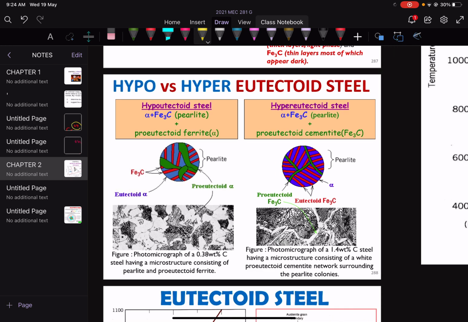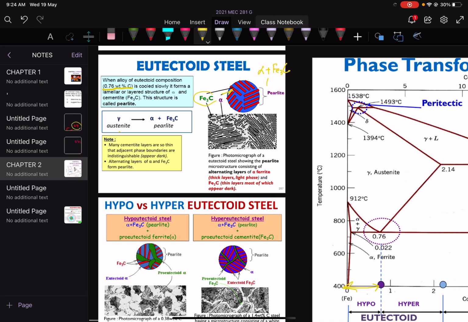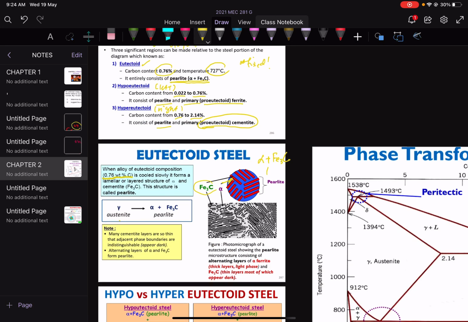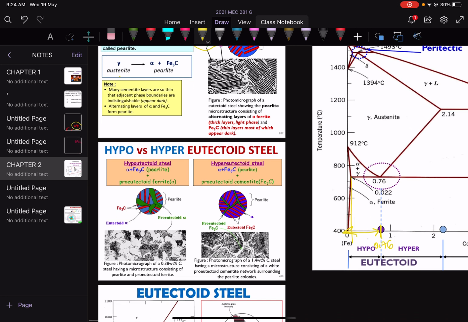So for hypoeutectoid, remember hypoeutectoid is happening to the left of your eutectoid region, which is from, if we want to know details, from 0.02 until 0.76. So this one is 0.02 until 0.76. This is 0.76. So the result will be, hypoeutectoid, it will be in what form?